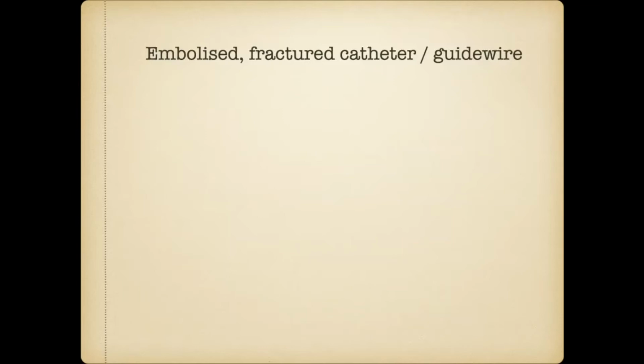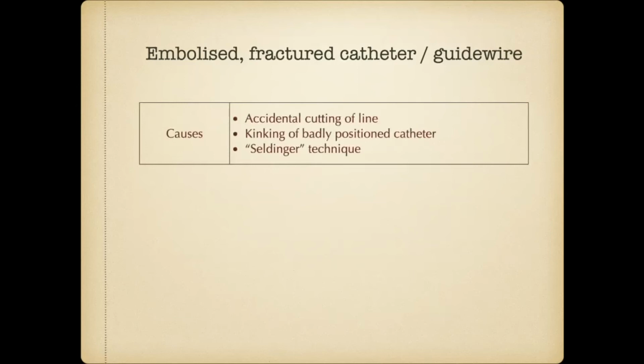The next complication is the embolized fractured catheter or guide wire. What can cause this? It is based on the Seldinger technique, a technique where we use the guide wire to guide our catheter. It's a good technique that has been introduced to assist central venous cannulation, but there is a risk that the one who performs it might dislodge the guide wire in, or forget to remove the guide wire during insertion.